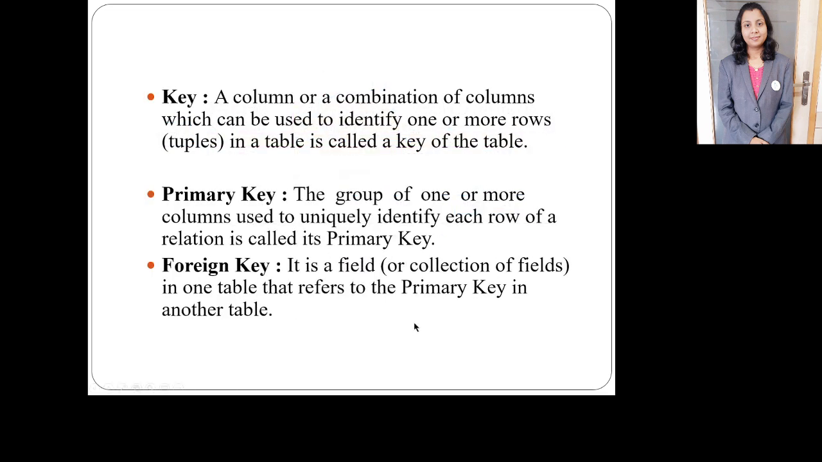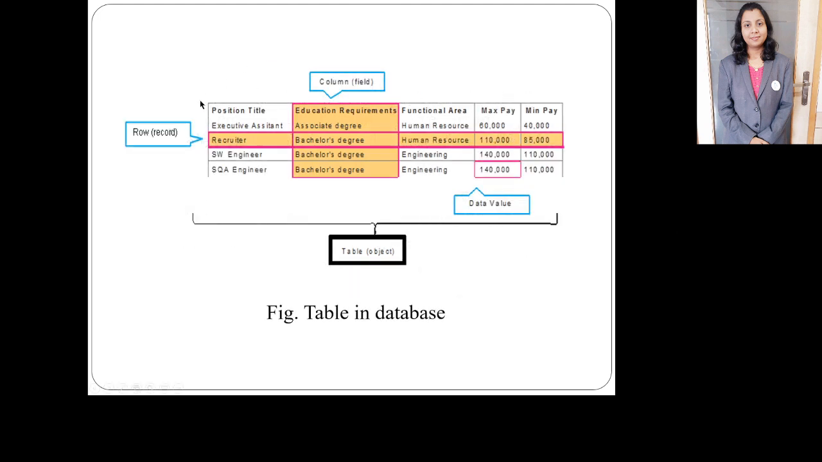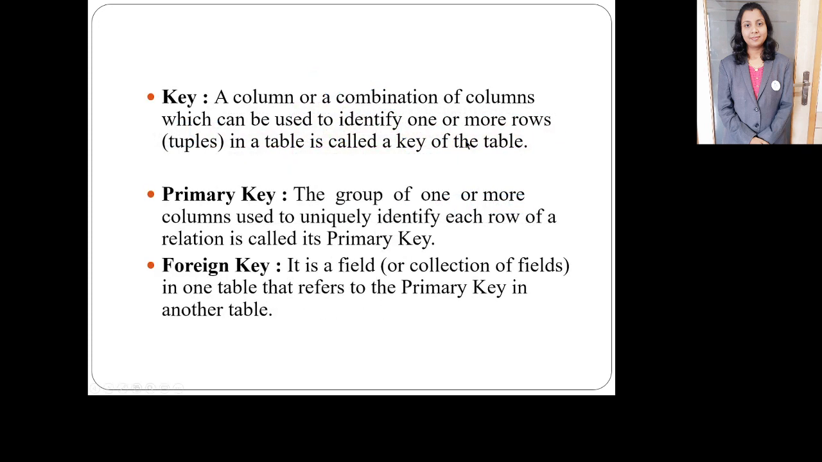What is a key? A column or a combination of columns which can be used to identify one or more rows, or tuples, in a table is called a key of the table. There are the primary key and the foreign key. A primary key is the group of one or more columns used to uniquely identify each row of a relation. In this table there is no primary key. If we add the employee id, that can be the primary key, which will uniquely identify each row of a relation.